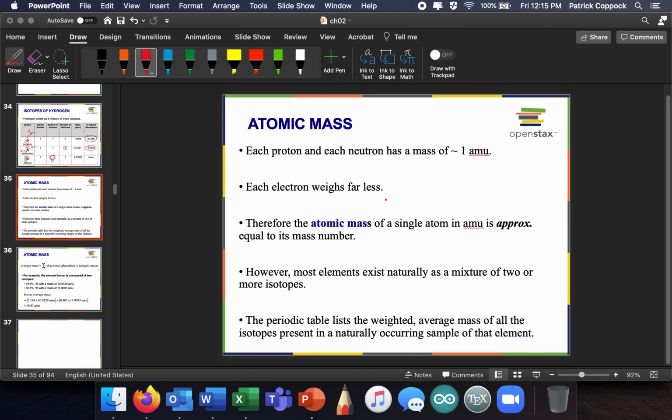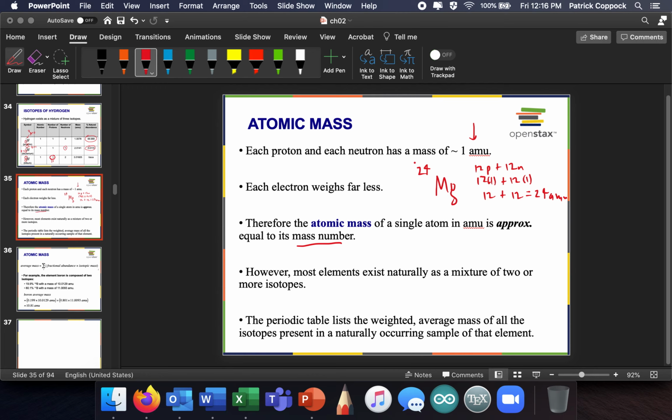All right, now the atomic mass, let's review this. Each proton and each neutron has a mass of about 1 AMU. Electrons weigh much less. So we say the atomic mass is approximately equal to its mass number. We used magnesium earlier, magnesium 24, right? Magnesium 24 is going to be 12 protons plus 12 neutrons. Each of these weighs about 1. 12 times 1 plus 12 times 1 equals 12 plus 12 equals 24 AMUs, right? So magnesium 24 is going to be 24 AMUs.